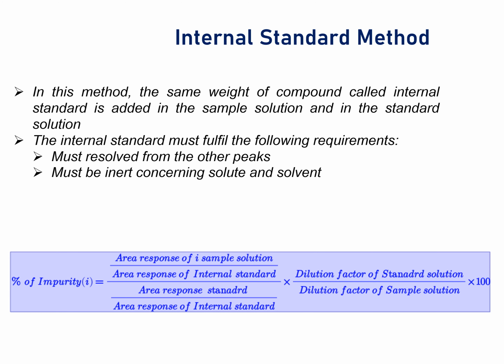Following formula is used for calculating the impurity in the sample. Percentage of impurity I is equal to area response of impurity I in the sample divided by area response of internal standard, divided by area response of standard divided by area response of internal standard, into dilution factor of standard solution divided by dilution factor of sample solution into 100. If required, potency can be used in the calculation.